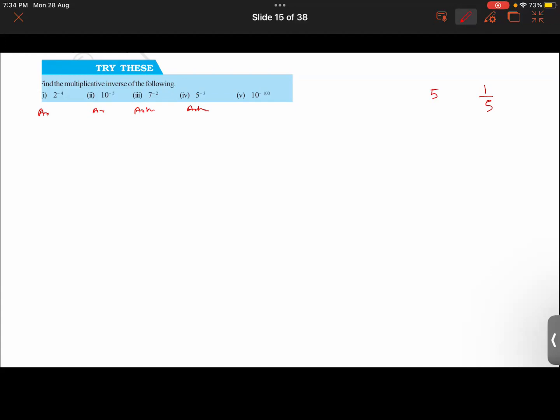1 by 2, 1 by 2 raised to the power 4. Exactly. Very good. And the second one would be 1 by 10 to the power 5. Power 5. Good.